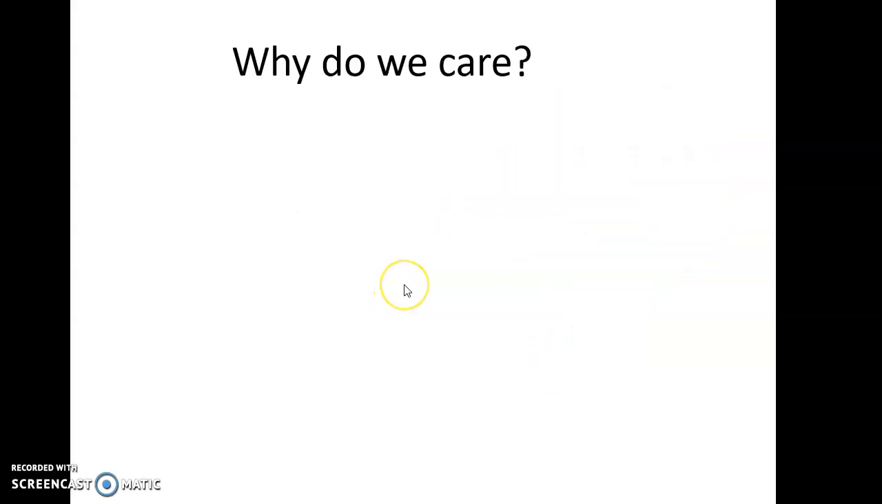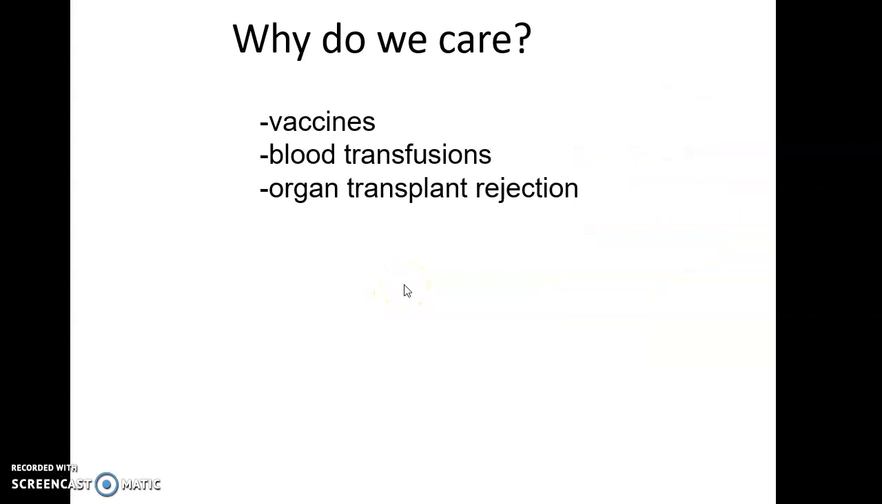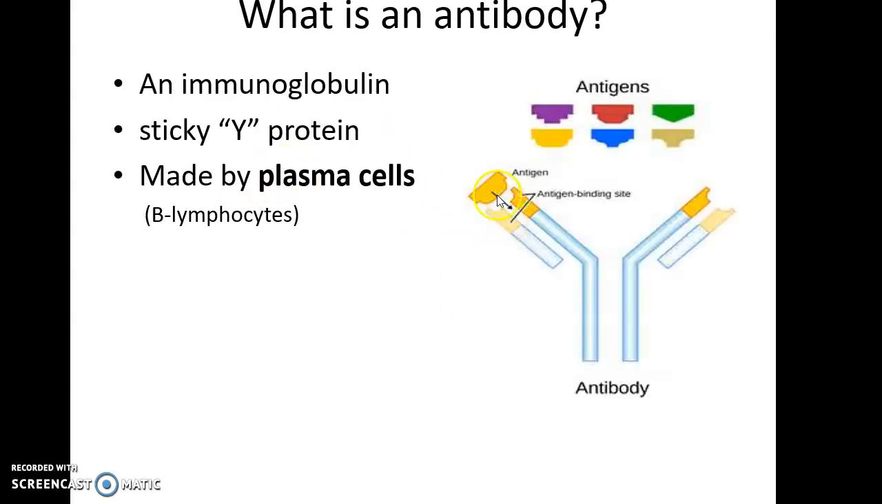Why do we care? Well, antibodies are important for our specific immune response, and times when it's really important to get it right is with vaccines, blood transfusions, and organ transplant rejection. So vaccines are a way for us to avoid getting sick, but to be able to generate lovely antibodies against that pathogen so that we hopefully don't get sick should we ever get infected.